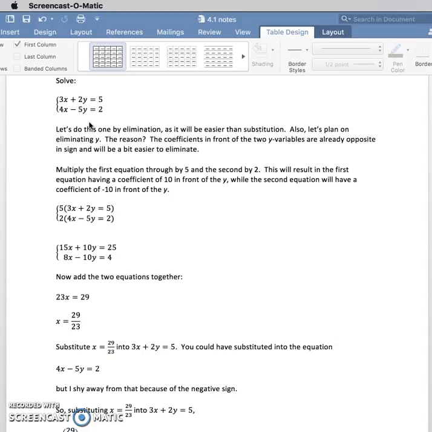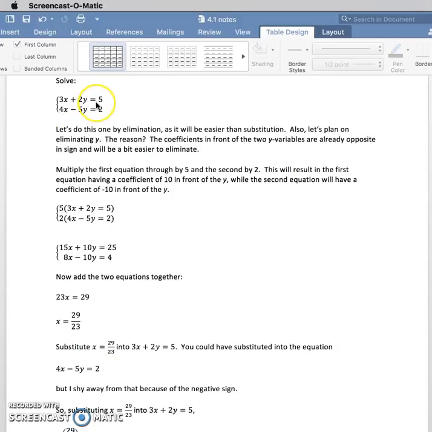You could try substitution, but if you solve for any one of those variables, you're going to be dealing with fractions and it's not going to be pretty. So let's plan on eliminating y, and the reason I'm choosing y instead of x is because if you're alternating signs here, it's going to be easier to do this with alternating signs.